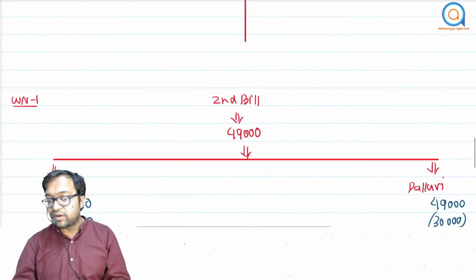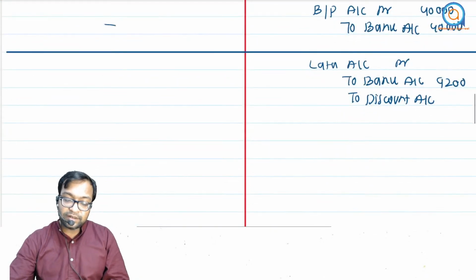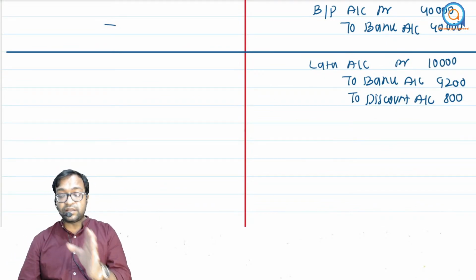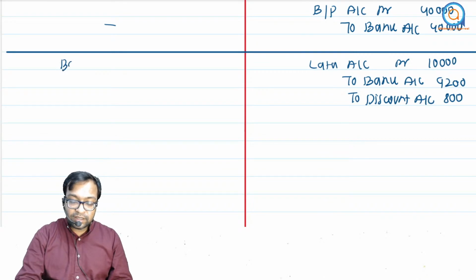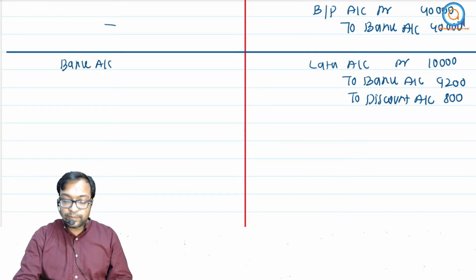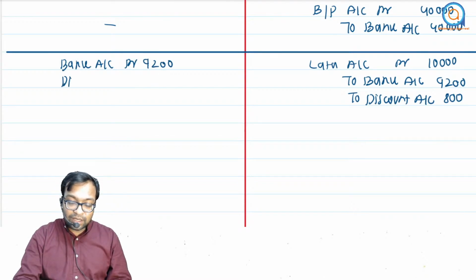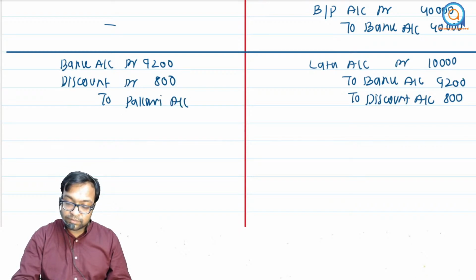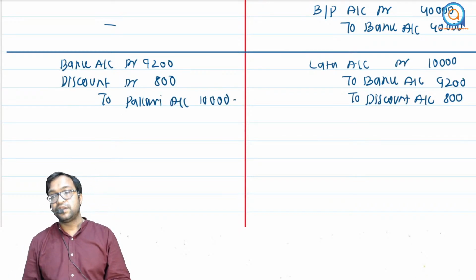So I got the amount of 800. So I'll put 800 here in discount. So this amount will become 10,000. So if Pallavi has remitted the money, Lata has received the money. So Lata will do an entry: bank account debit 9,200, discount account debit 800, to Pallavi 10,000. Yes sir, 10,000. Very good.